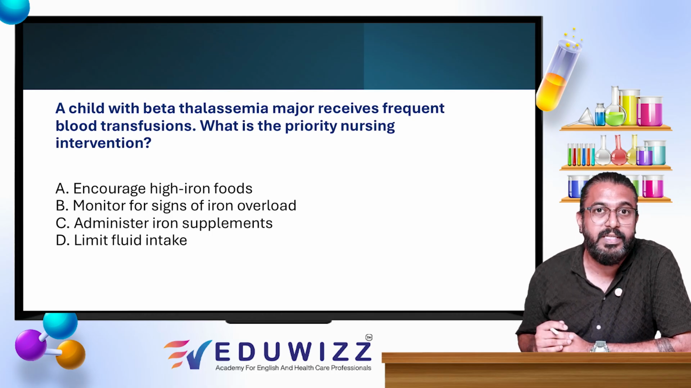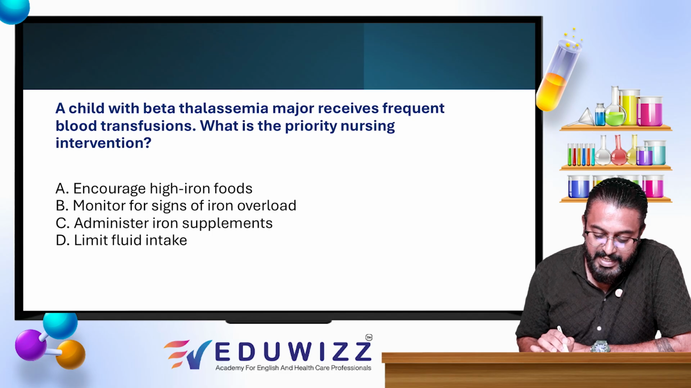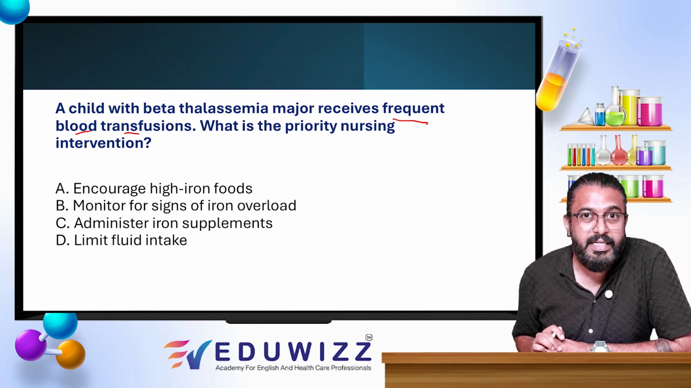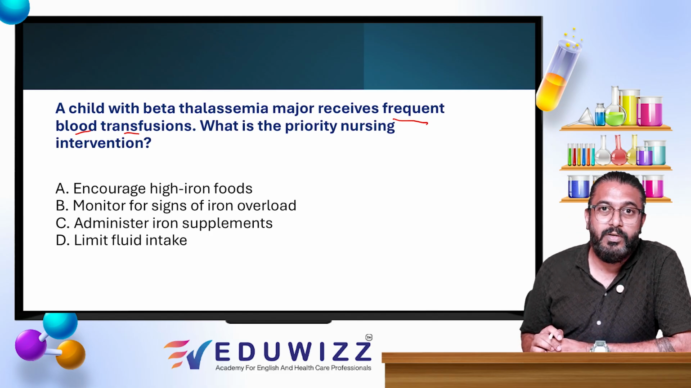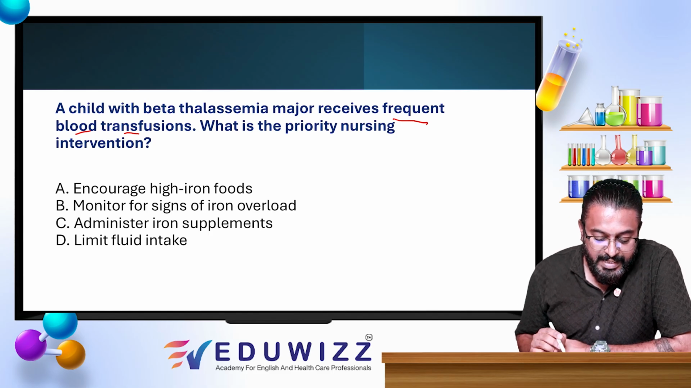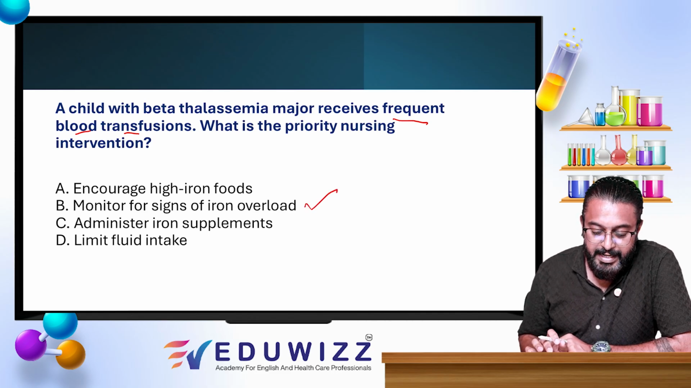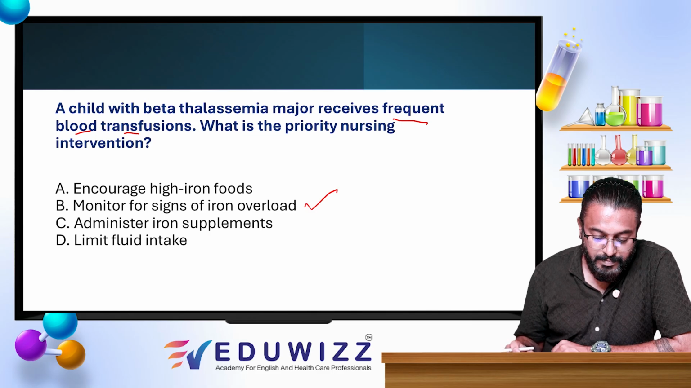We have discussed it more than one time. Because of frequent blood transfusions, we said the child is at risk for iron overload. So, the answer is option B: monitor for signs of iron overload.